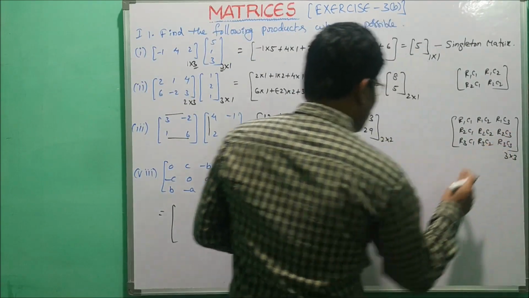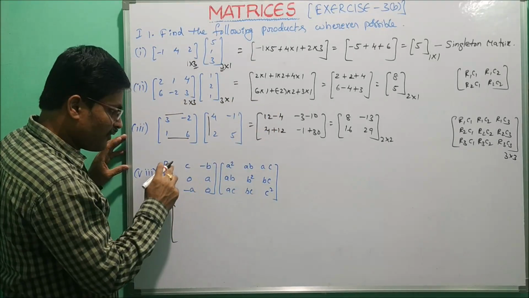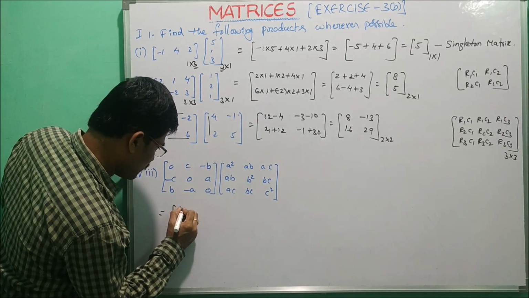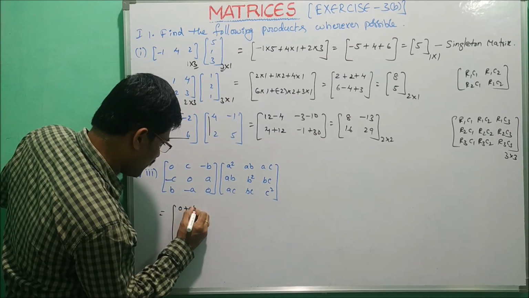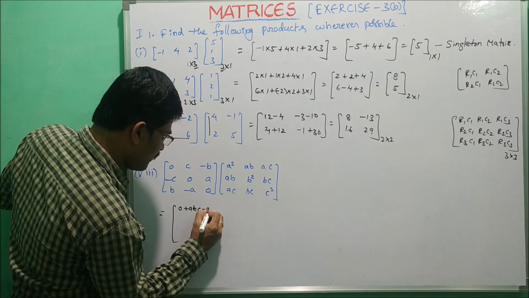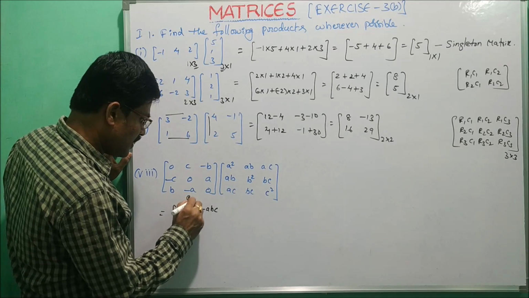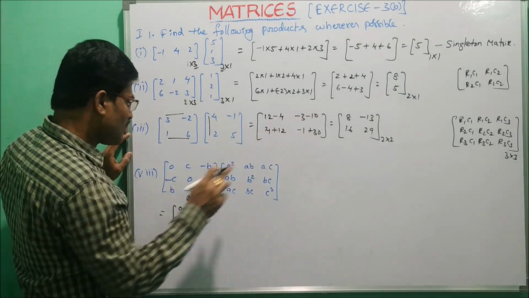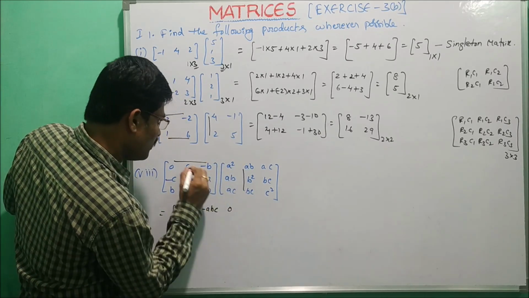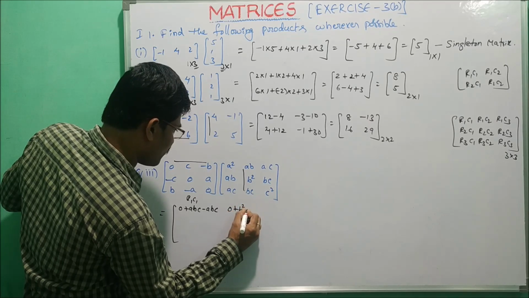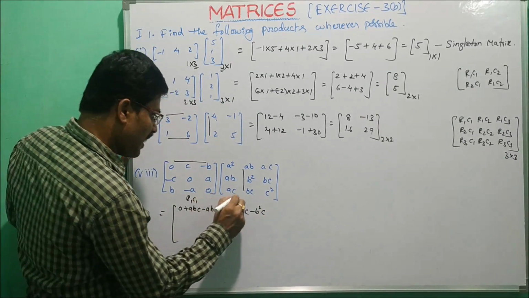Now using the formula for this problem. Here we have to take the first row, first column, the first element. So 0 into A square, that is 0, C into AB, that is plus ABC, minus B into AC, minus ABC. This is the R1C1. Similarly, we have to take R1C2, first row, second column. So 0 into AB, 0, C into B square, plus B square C, minus B into BC, minus B square C. This is R1C2.